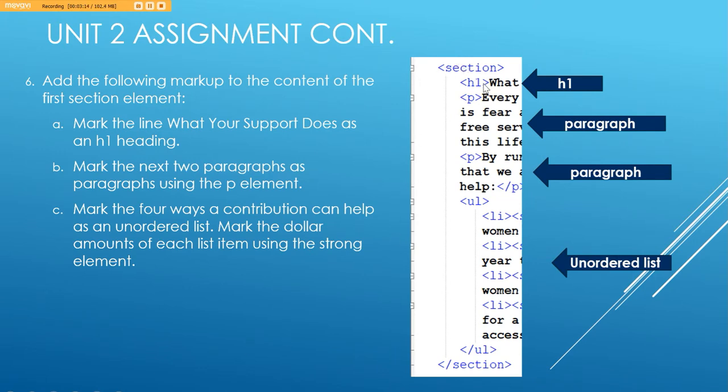So this is an example of one section. You're going to mark the line "What your support does" as heading 1. You're going to mark 2 paragraphs, and then you're going to mark "4 ways a contribution can help" as an unordered list. So you see this is the unordered list. Mark the dollar signs of each item using the strong element.